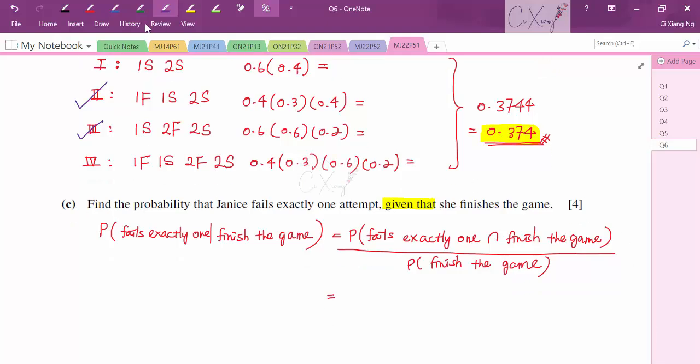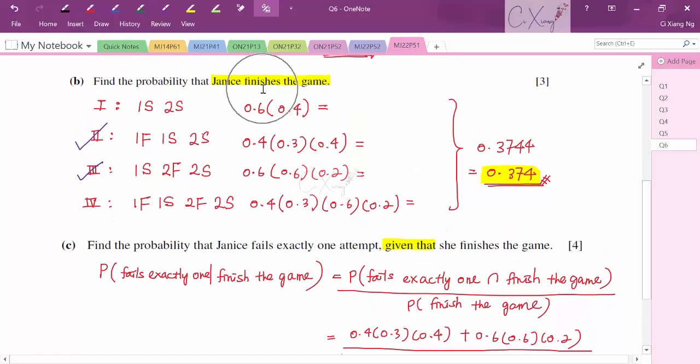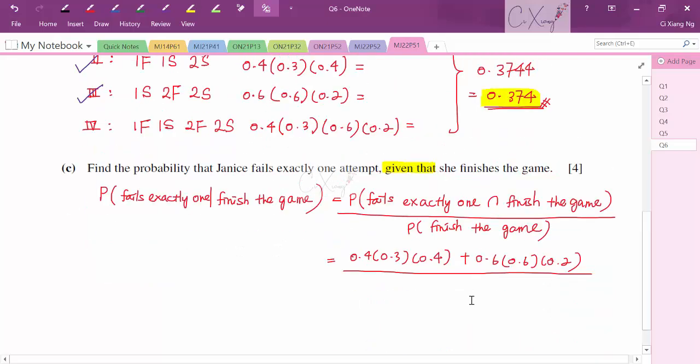All right, so I start to put in the steps where we are going to consider these 2 probabilities here. 0.4 multiplied with 0.3 multiplied with 0.4. Another case is 0.6 multiplied with 0.6 multiplied with 0.2. So divided by the probability of finishing the game. If you have a look in detail, in part B just now, we already calculated the probability that she finished the game. Therefore, the finish the game probability, you can take it from this part. It is 0.3744.